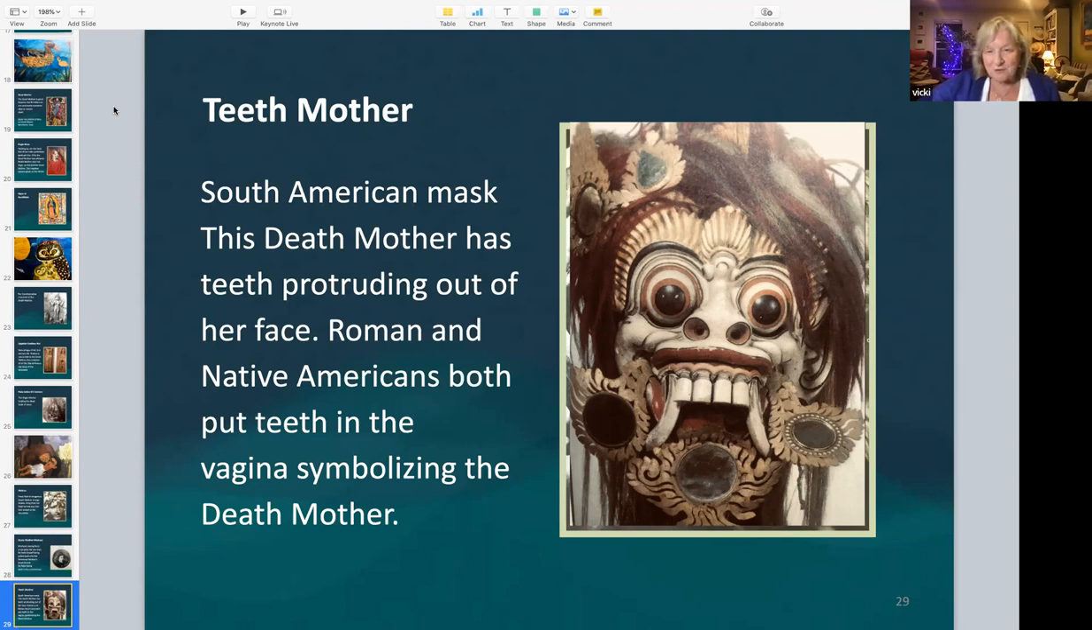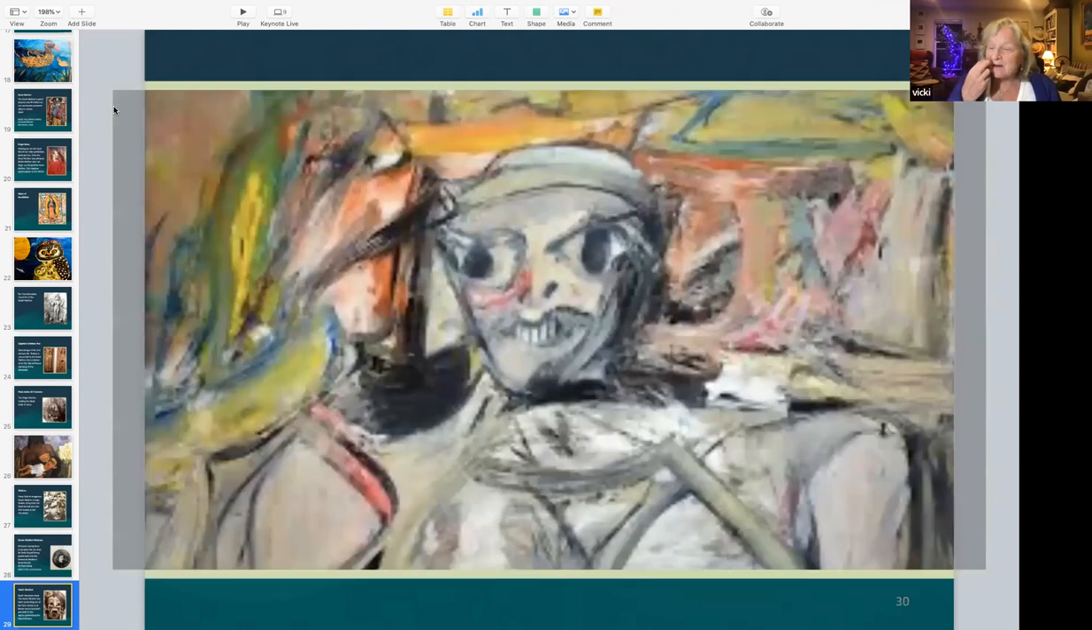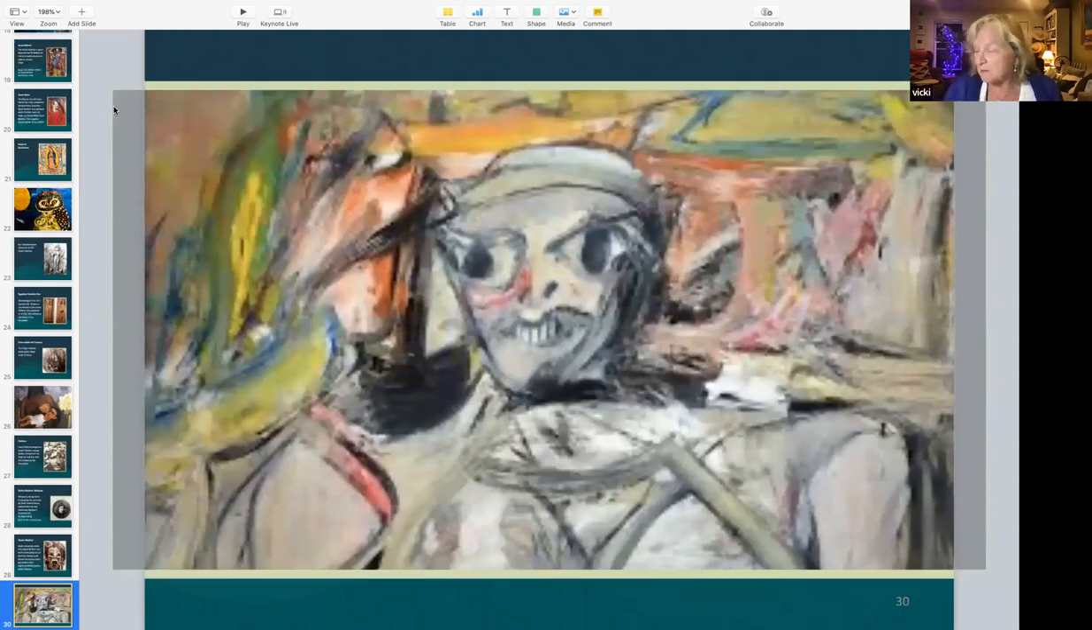phenomenal mother, this mother. And here's a picture of a painting by the 1960s abstract expressionist, one of my favorite artists, William de Kooning, and he did a whole series on the death mother. And you can see her teeth and her face. And is everybody scared now, ready for Halloween? We got more. I love the death mother.